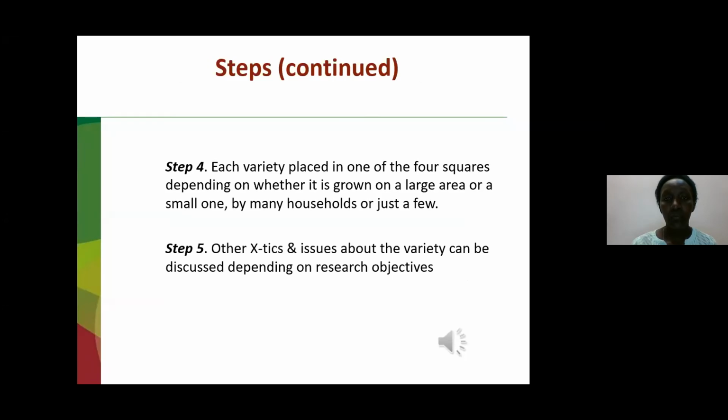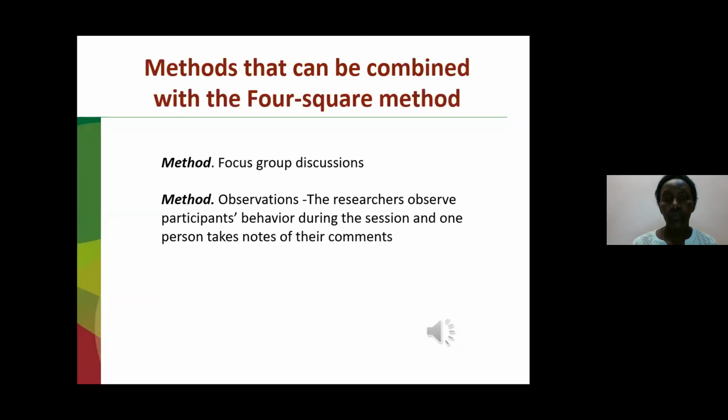And lastly, other characteristics and issues about the variety which are of relevance in relation to the research objectives can also be discussed. Other methods that can be used in combination with the 4 square method include focus group discussions as well as observations. And under observations, the researchers are mainly looking at the participants' behavior during the sessions, and it's important that these are recorded or taken note of.